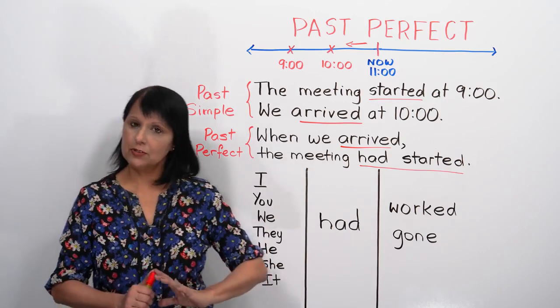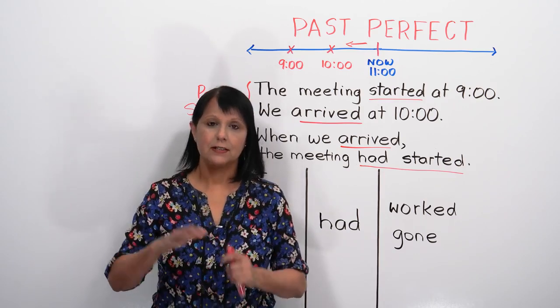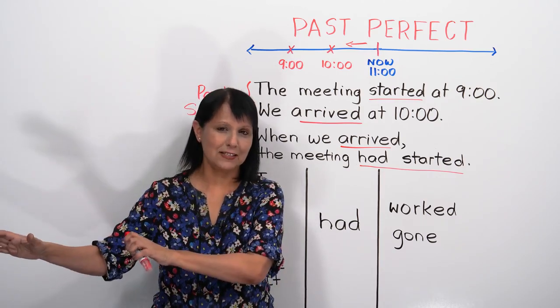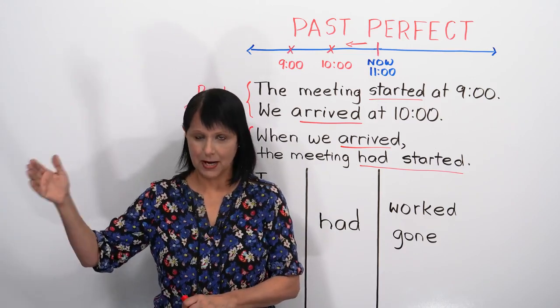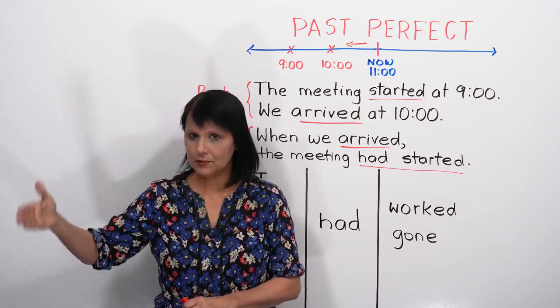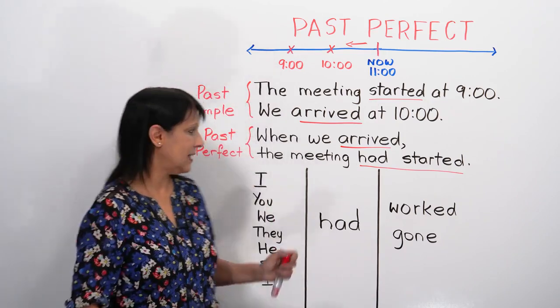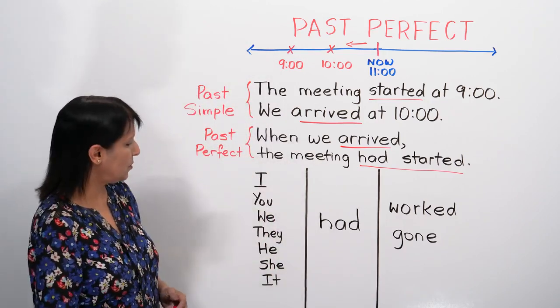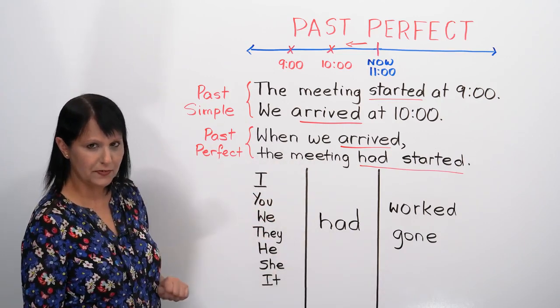So again, we use the past perfect tense when we're talking about two or more things, both of which happened in the past, and we want to show which of them happened first in the past. The one which happened first is the one where we use the past perfect tense, like here. So now, let's just look very quickly and basically at the structure of this tense.